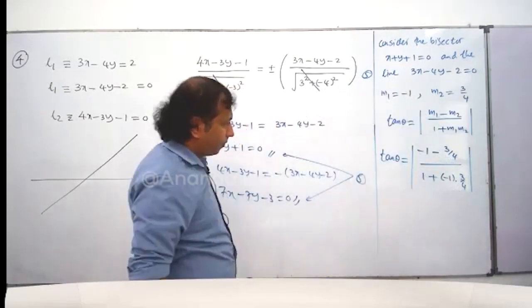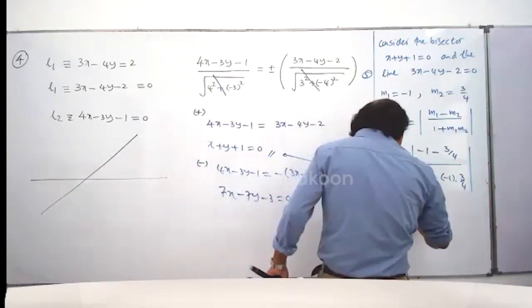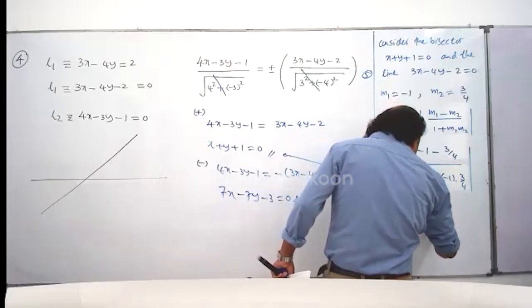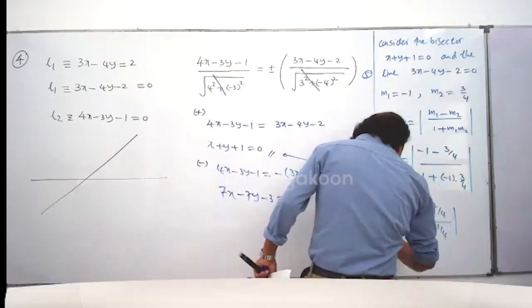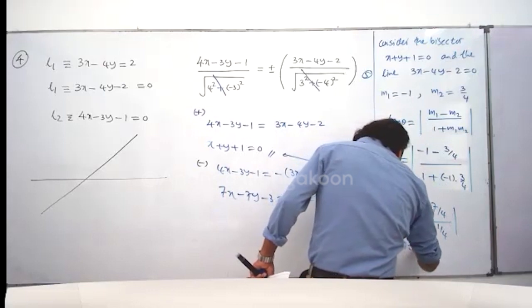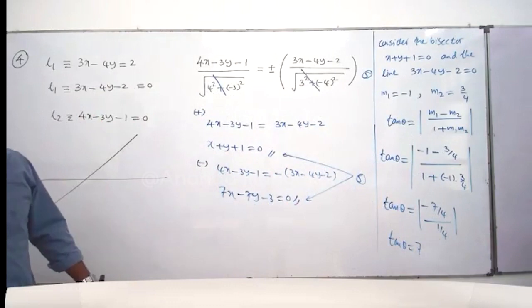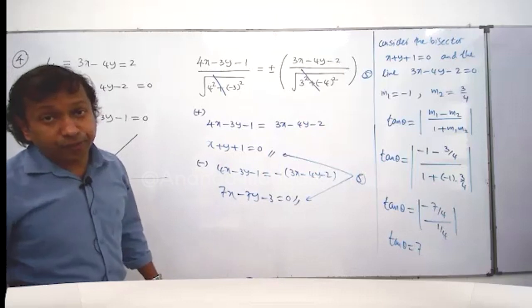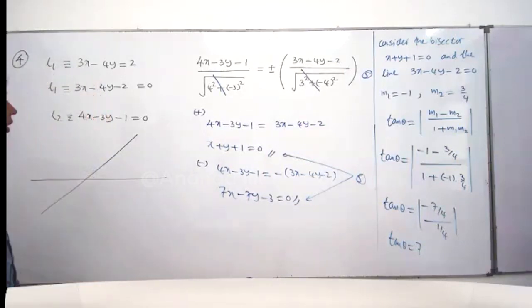Now simplify this. What happens? Tan theta: here we get minus 7 by 4, and here 4 minus 3 is 1 by 4. Taking the modulus, 7. It is more than 1. Then that one, x plus y plus 1, is what? The obtuse angle bisector. X plus y plus 1 is the obtuse angle bisector between the two lines. Therefore, the acute angle bisector is going to be the other one.